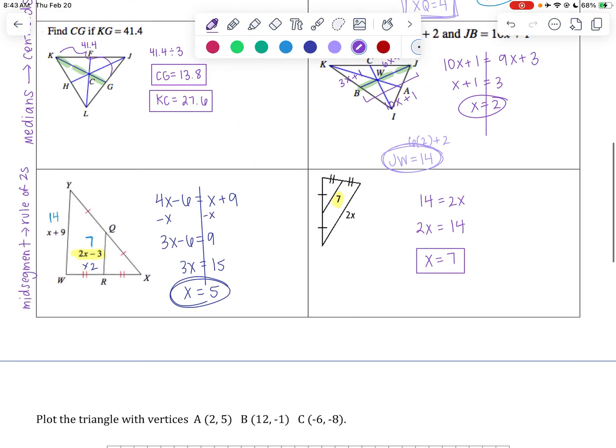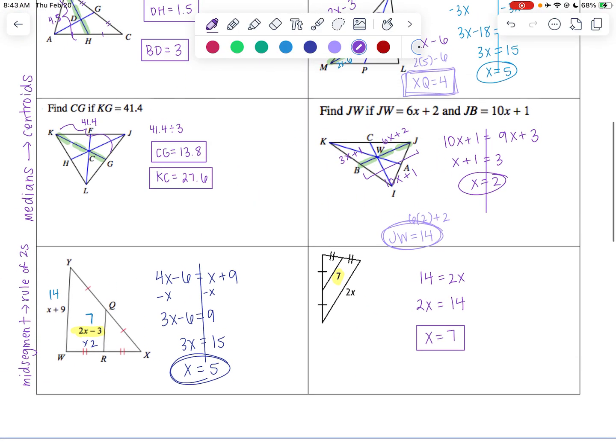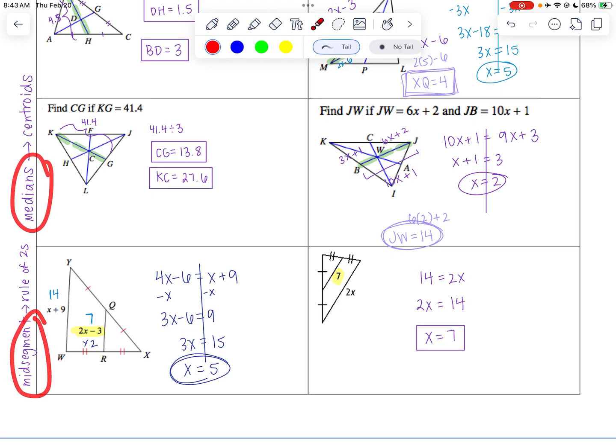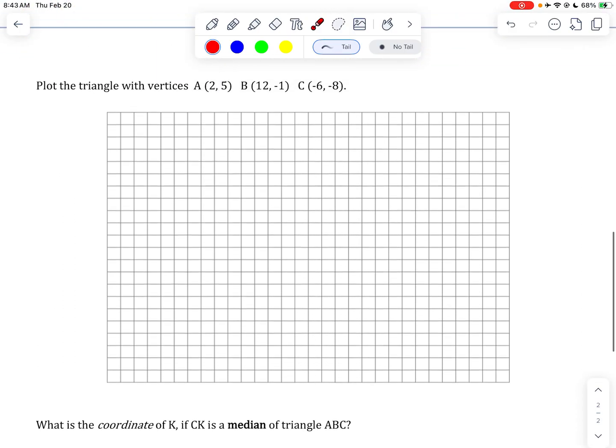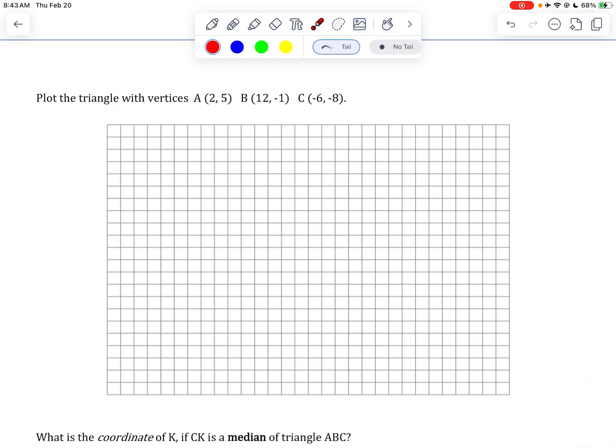Okay, and that's it for mid-segments. Just be careful that you're not confusing medians and mid-segments together. A mid-segment goes from a midpoint to a midpoint and follows a rule of 2s. A median centroid will follow a rule of 3s. And we're going to pick back up in the next video with how to look at these things on a graph. See you in a bit.